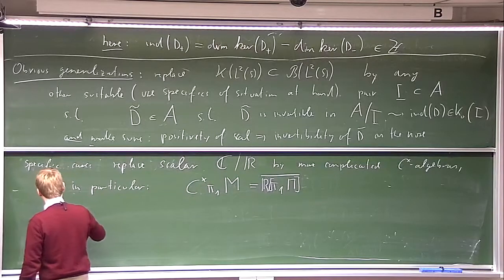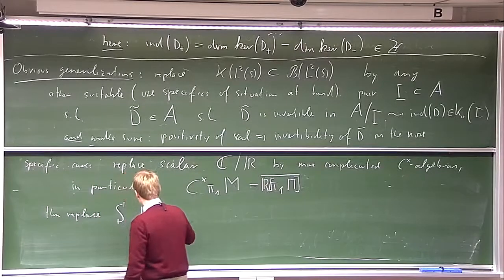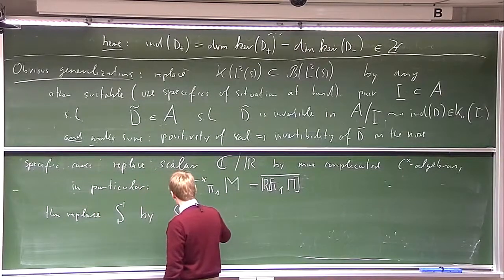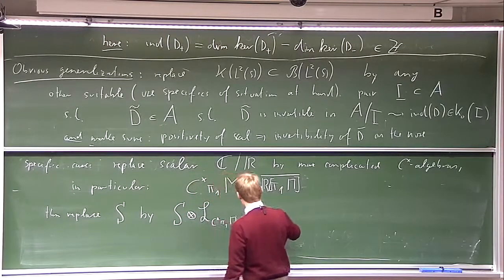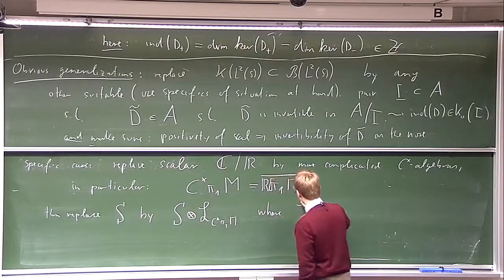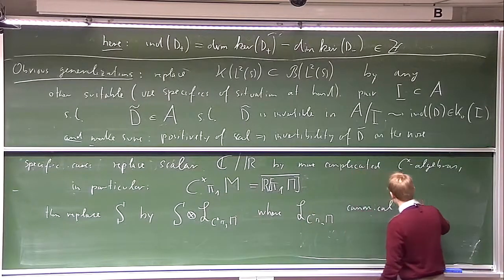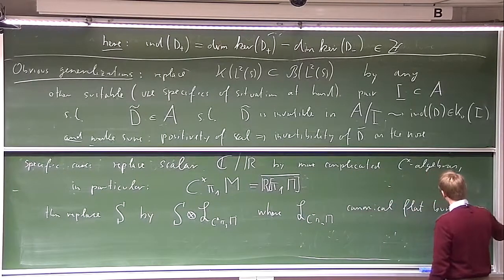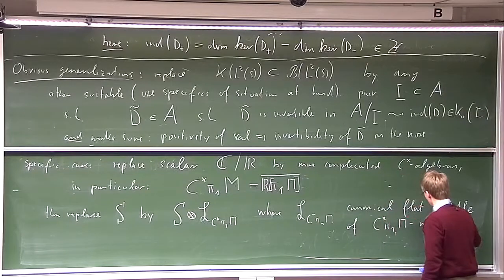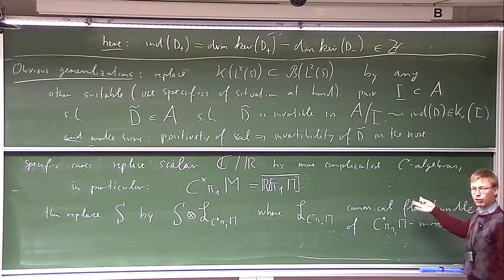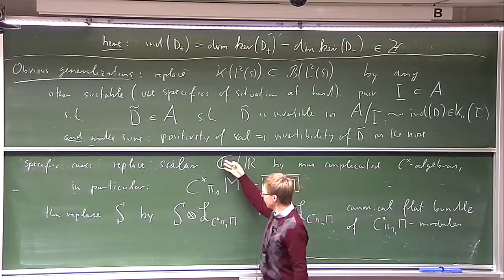Then replace the vector bundle S by S tensor L C star pi1 of M, where L C star pi1 of M is a canonical flat but non-trivial bundle of C star pi1 of M modules, free of rank 1 even. So they're very simple. And that just means I'm really taking seriously replacing the scalars by this.